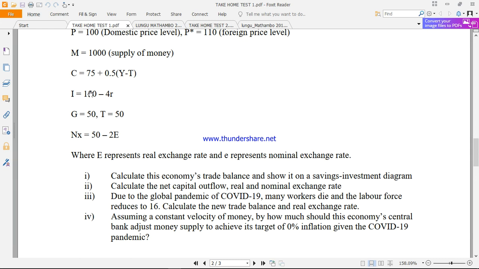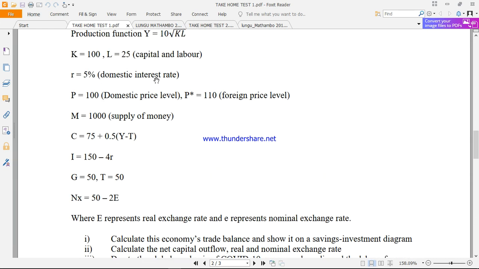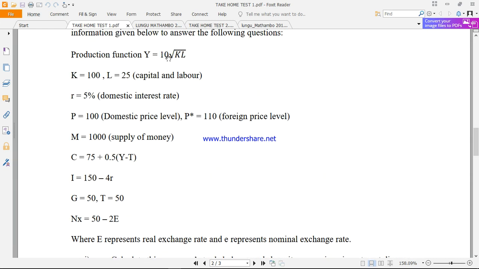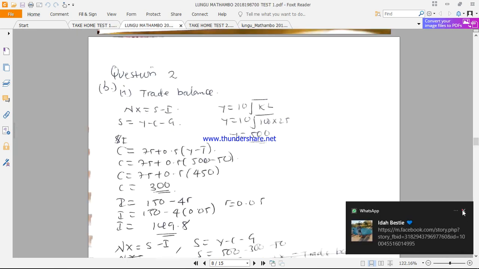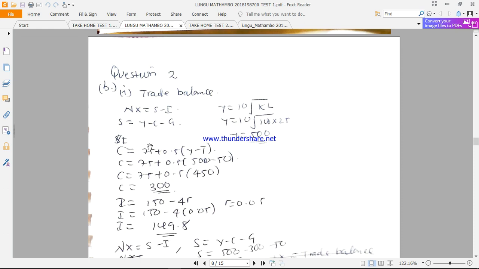That was it here when we're given? Oh yeah, y was this. 10 root of capital labor. So y is 10 root of capital labor, and then capital is 100, labor is 25. If you do that, you have got 500 as the level of output. Yeah, you have got 500 as the level of output.